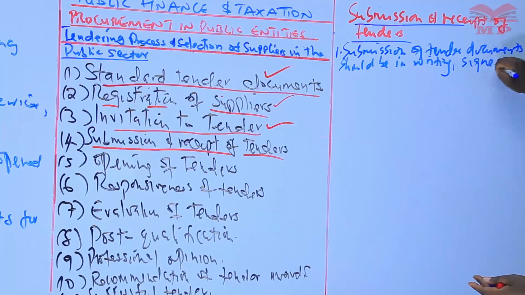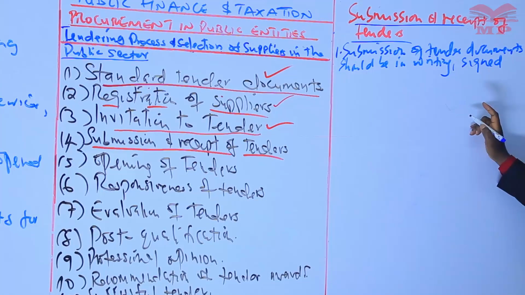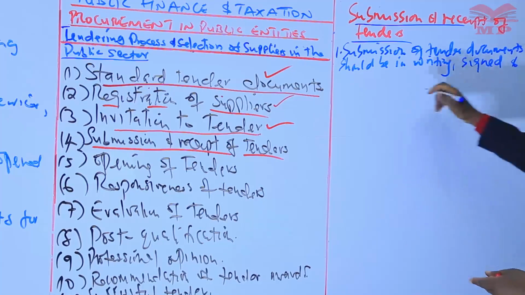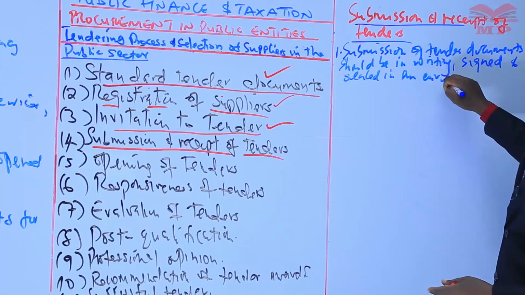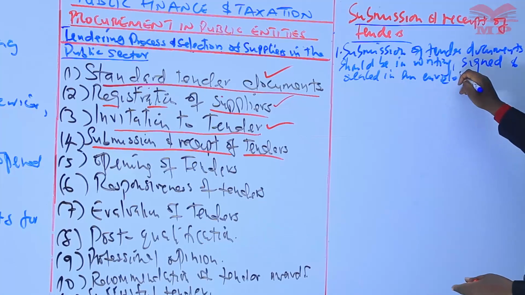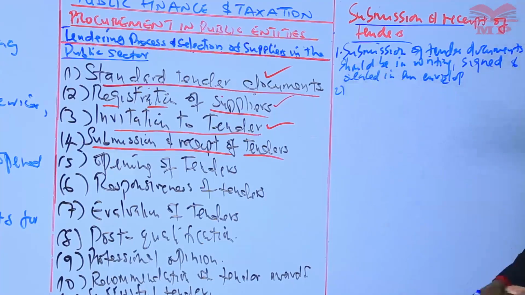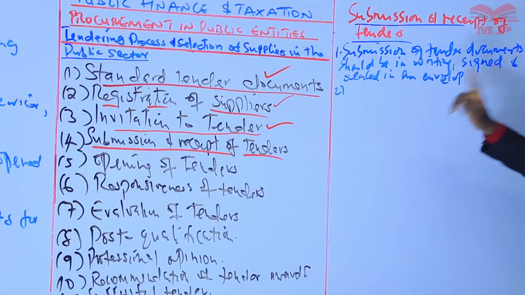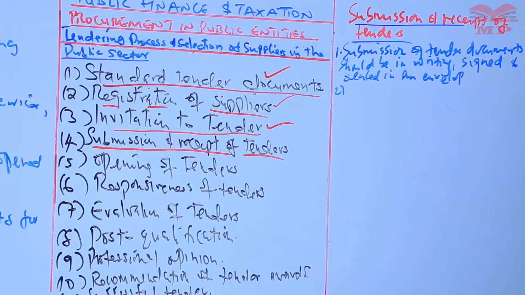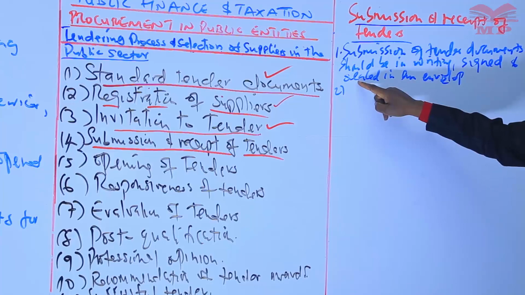The documents should be signed, and in the case of manual submission, they should be sealed in an envelope, okay? That is if they are being submitted manually. Submission of tender documents should be in writing, should be signed and sealed in an envelope. That is if the documents are to be delivered manually.